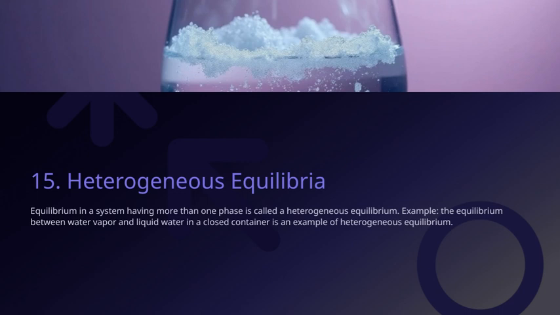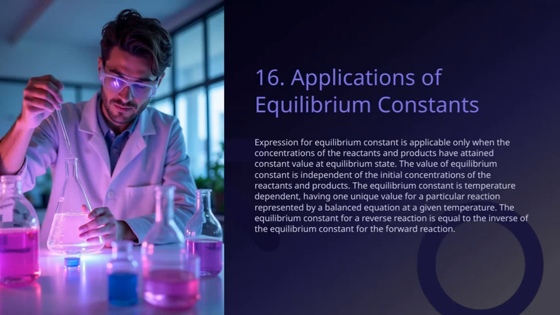This concept ties into the broader theme of how equilibria can occur in various forms, whether in single-phase or multi-phase systems. Let's talk about the expression for the equilibrium constant. It's important to remember that this expression is only valid when the concentrations of reactants and products have reached a constant value. That's the equilibrium state. At that point, the concentrations don't change anymore.